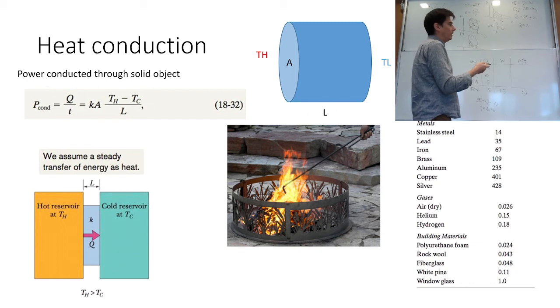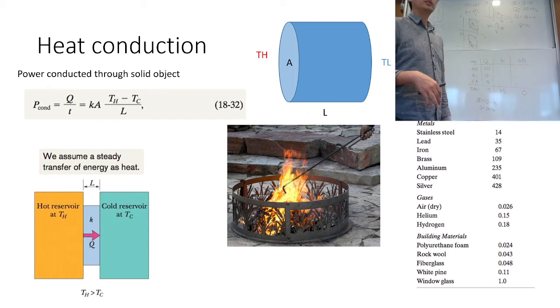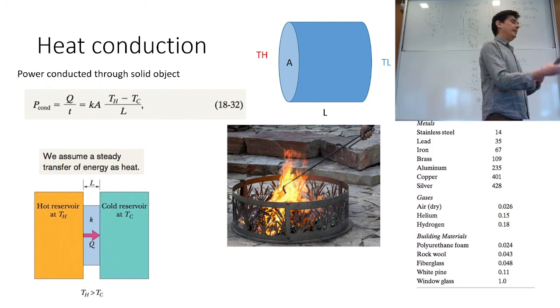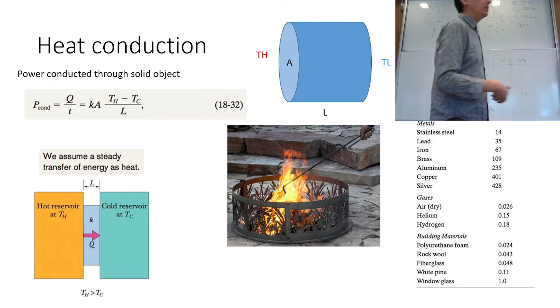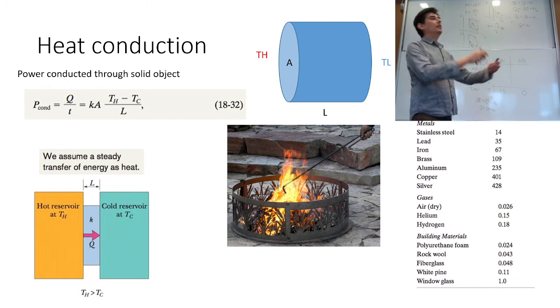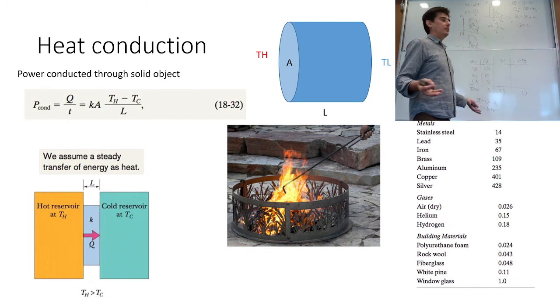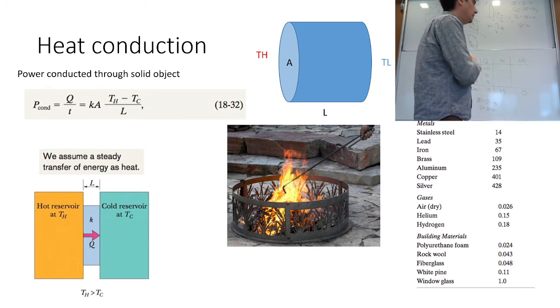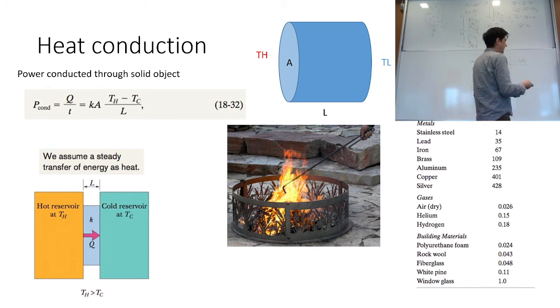The longer the thing is, actually it's inversely proportional to that, because the longer it is, the less easy for the heat to transfer. It's just like electricity. The longer the wire, the harder it is for the electricity to get through, because the resistance is higher. And then finally, of course, the larger the temperature difference between the two ends, the more heat will be transferred.